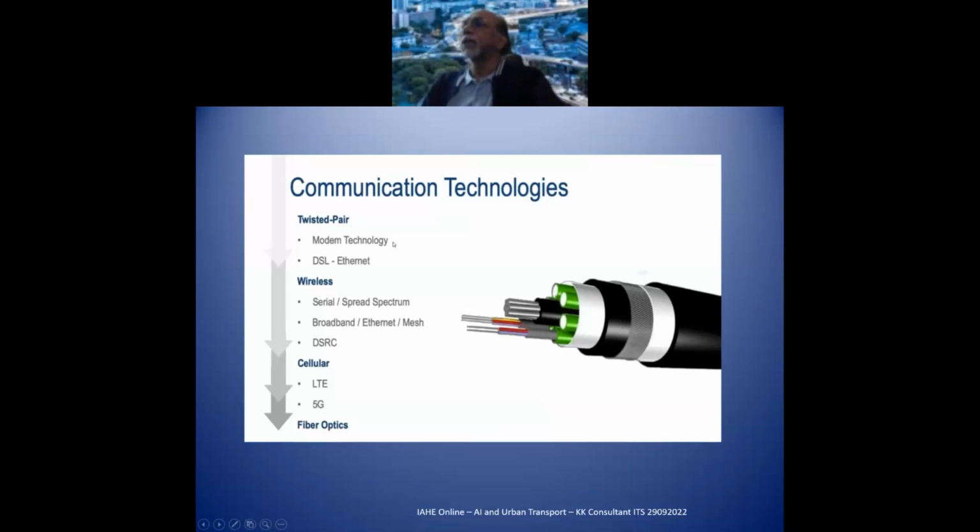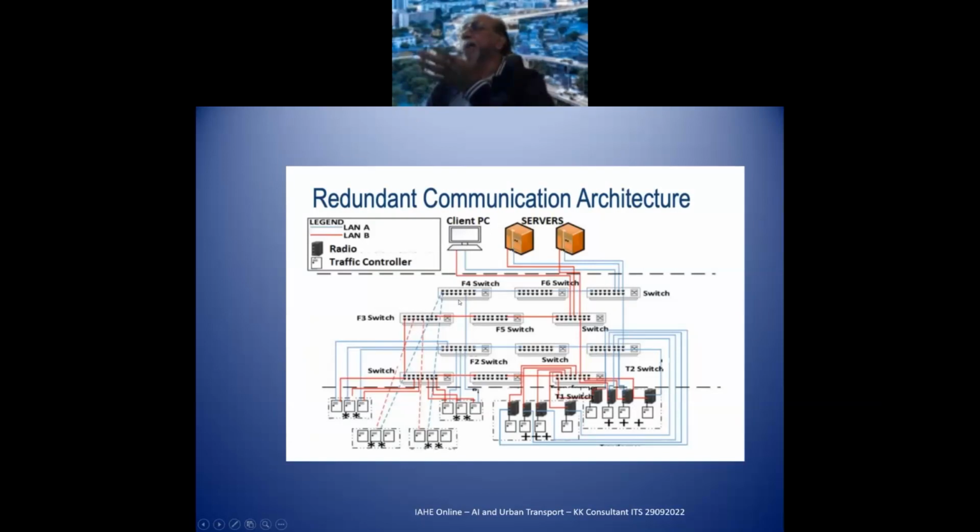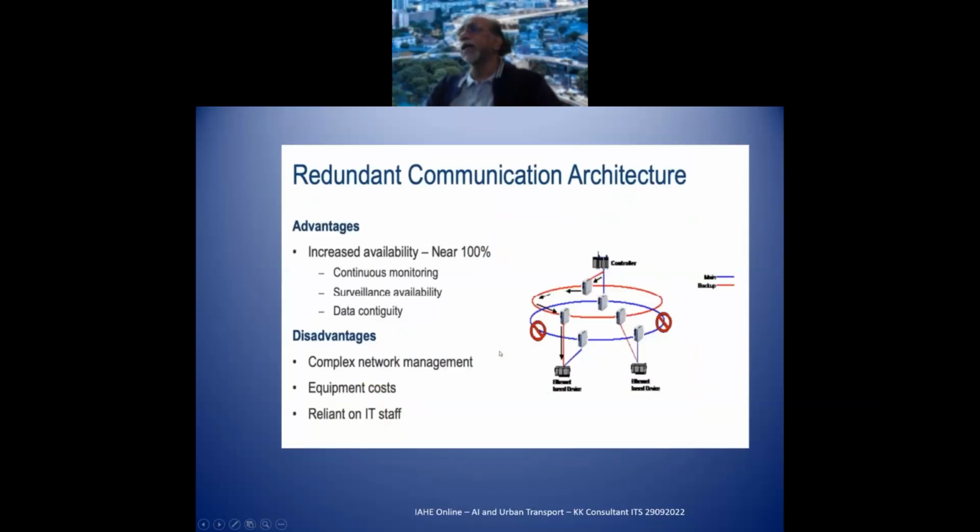See, today, these communication technologies are changed. And then we have gone for city-wide units of different communication, the smart communication plan, the redundant communication architecture. This is the first way. We used to have client PCs and servers, and these kind of things which we implemented in Mumbai that time, where we have different switches, and then we have put some kind of a thing. But today communication architecture is much simpler.